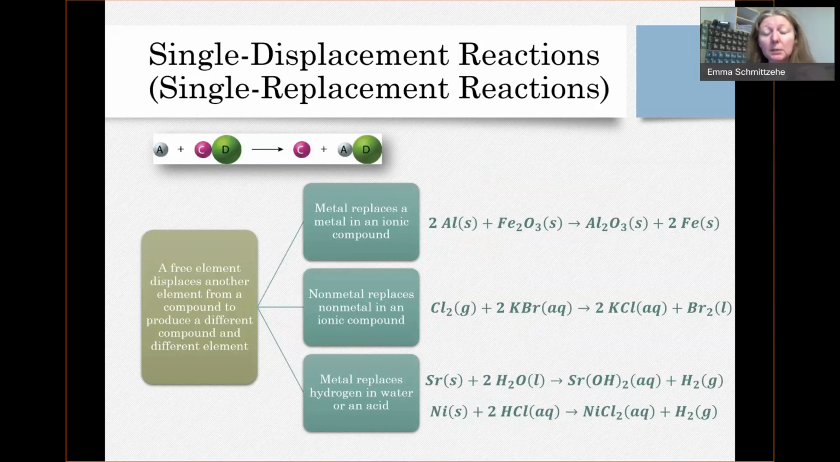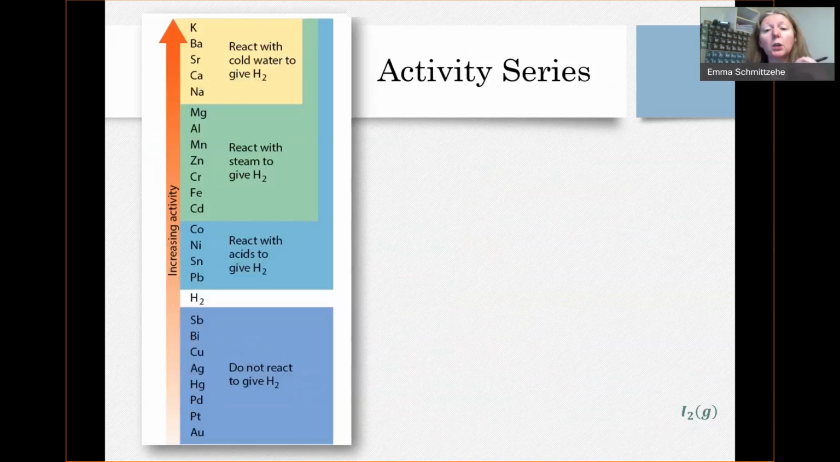Okay, spontaneous meaning it happens on its own without energy input, whereas the non-spontaneous are ones that you have to put in energy to get them to work. Okay, and so you can predict these reactions, but if you wanted to know, is this something that would happen on its own? You know, is it spontaneous? Then you would need to use what we call the activity series.